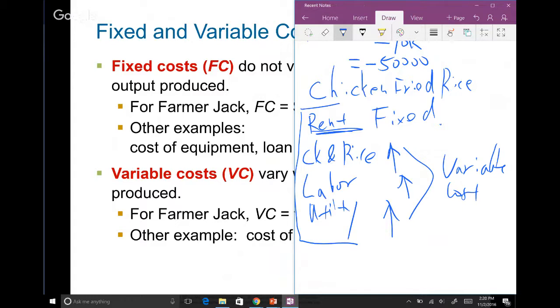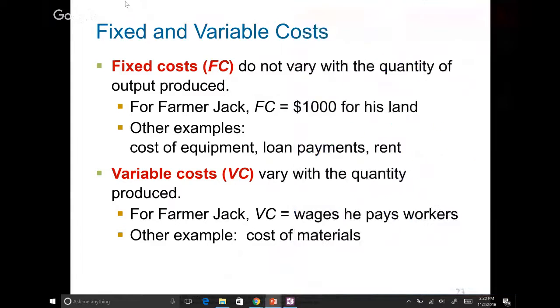All right, so that's the difference. A fixed cost will never change, no matter how much you produce. A variable cost will change and depends on how much you produce. So the more you produce, the more variable cost you pay. Okay, let's keep going. And then your total cost is just your variable cost plus your fixed cost. That's your total cost.